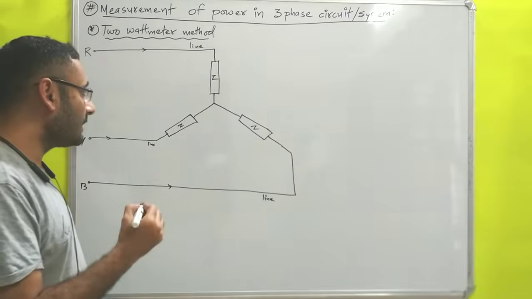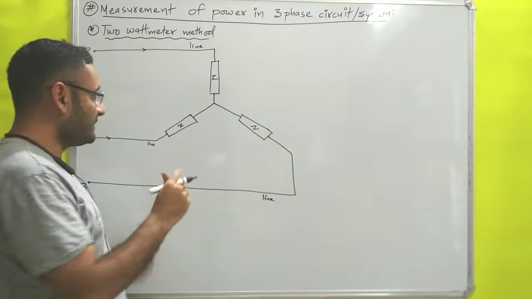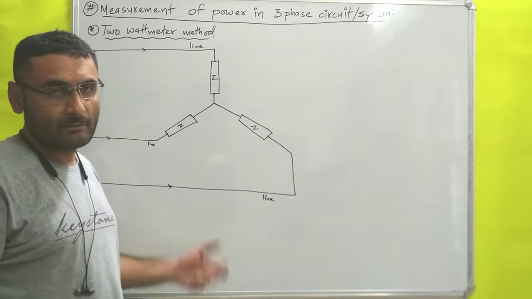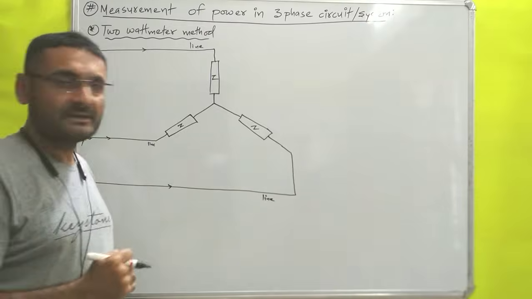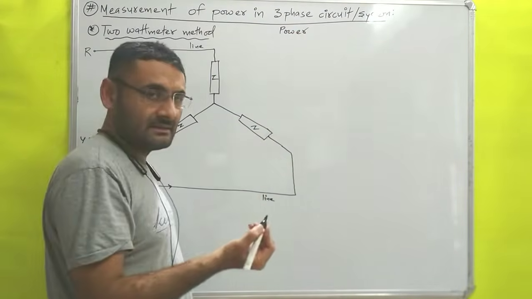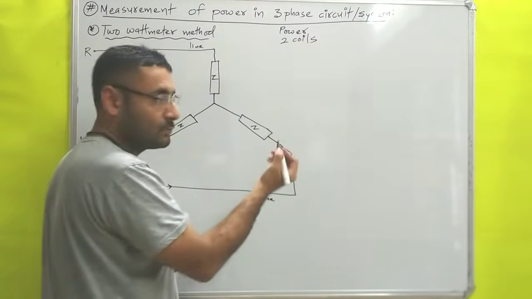Okay. Now we are studying the 2 wattmeter method. That means with the help of 2 wattmeters, how we can measure the power of this system. Now wattmeter means what? That you know very well. It measures the power. How does it measure the power? You know that it has two coils. Which are the two coils?